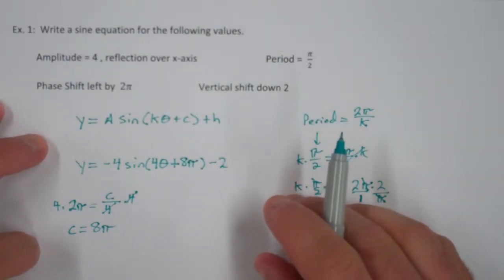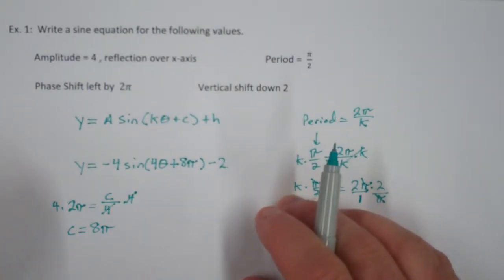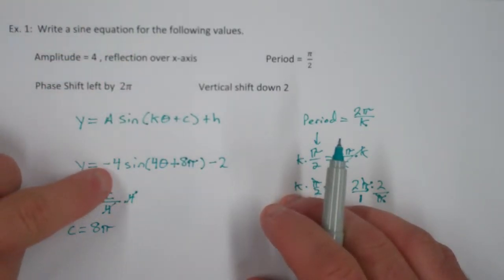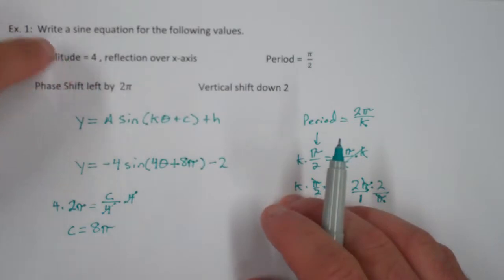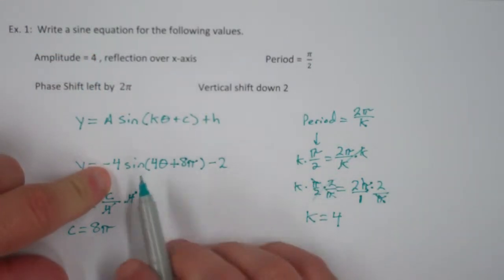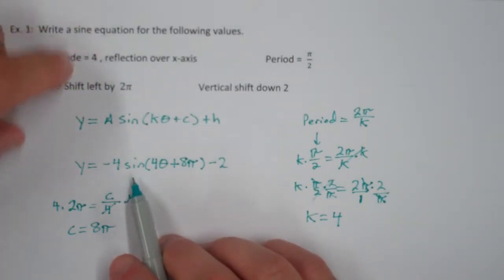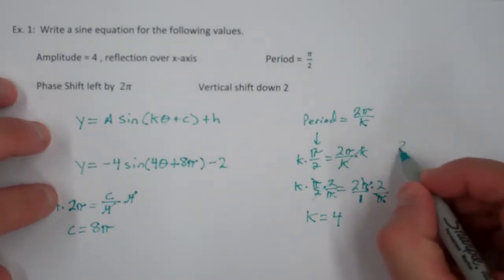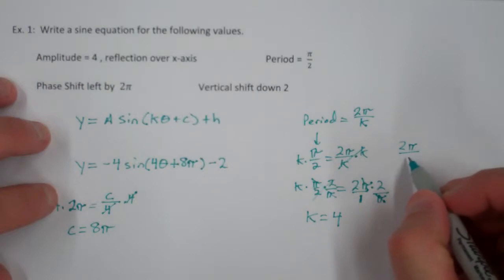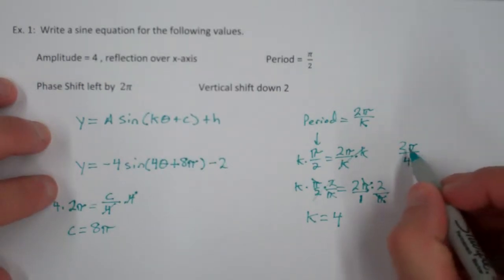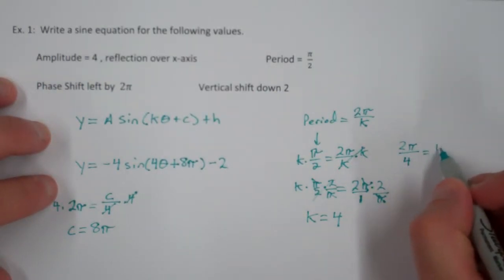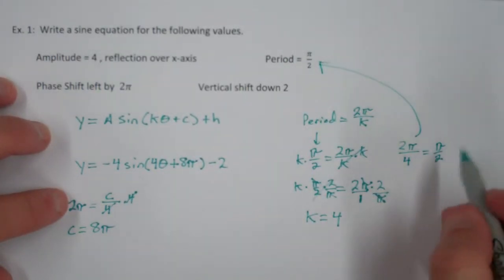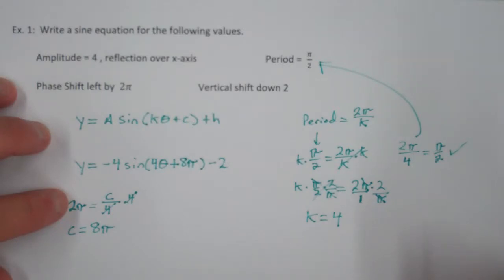I'd like to double check just to make sure I've got my stuff down right. So it appears that the amplitude is 4 with a reflection. So there's the negative part, that's the reflection. Amplitude 4. It's a sine equation. We found k to be 4. You could double check and just do 2 pi over 4, see what the period is. So 2 over 4 is 1/2. So the period should be pi over 2, and it is. So it's just kind of a check you can do.